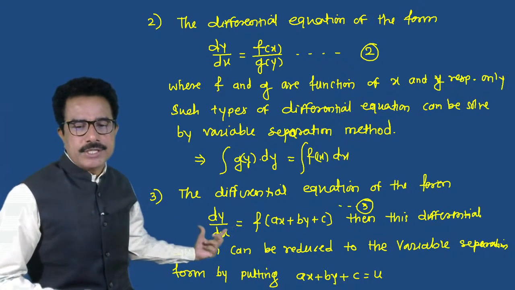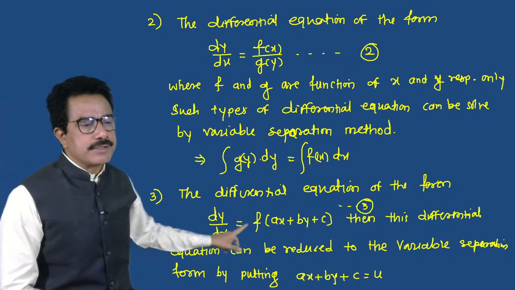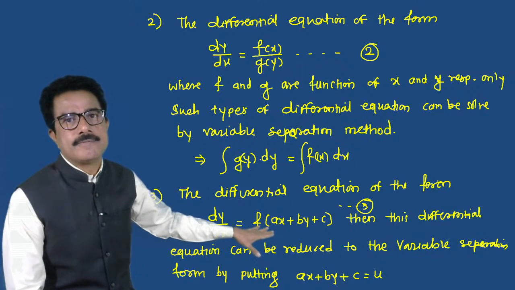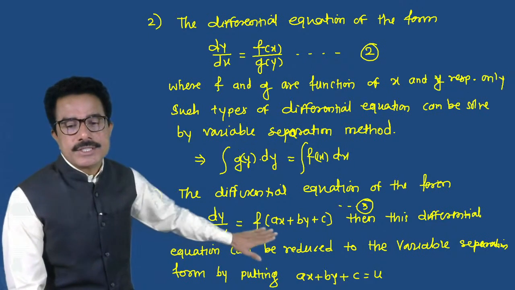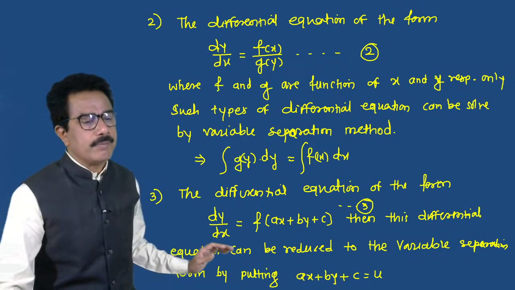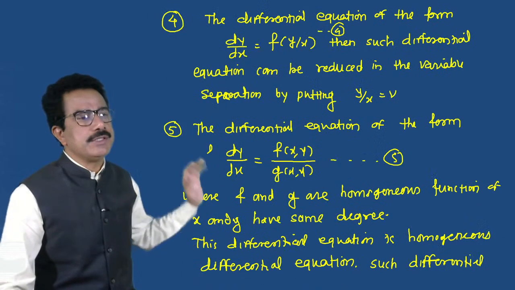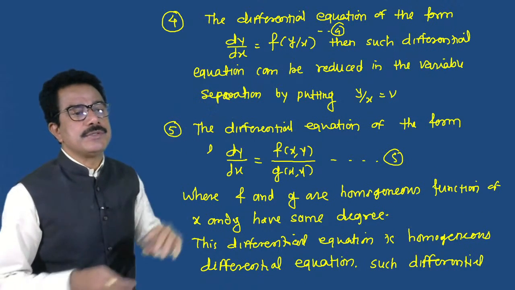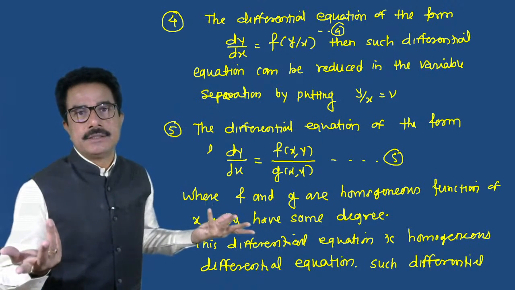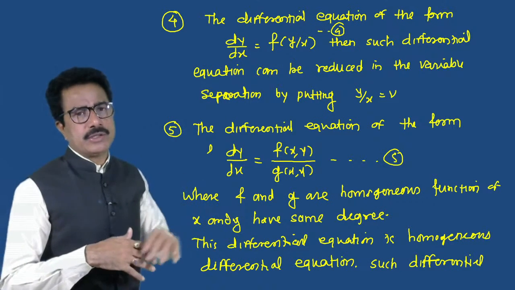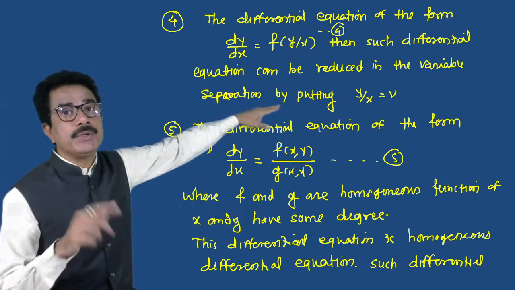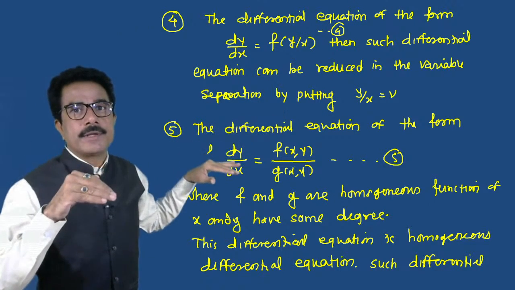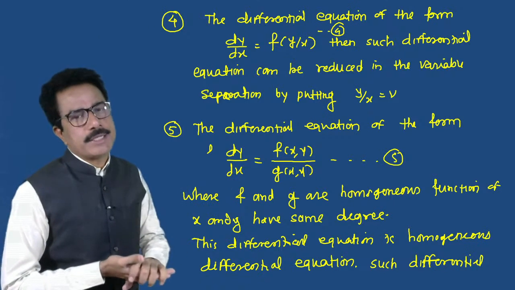If the differential equation is in the form dy by dx equals f of ax plus by plus c, that means a linear term with constant, then such a differential equation can be solved by putting ax plus by plus c equals u. The differential equation of the form dy by dx equals f of y by x can also be solved by putting y by x equals v, and here you have to again use the variable separation form.